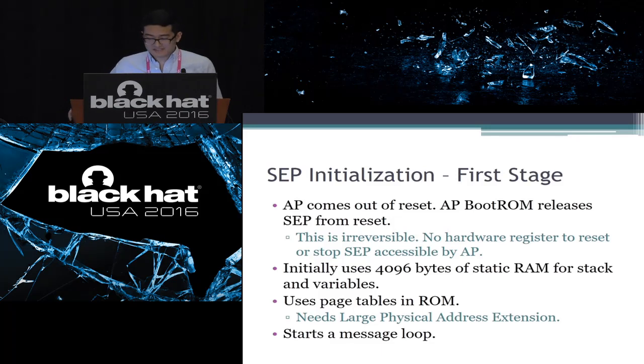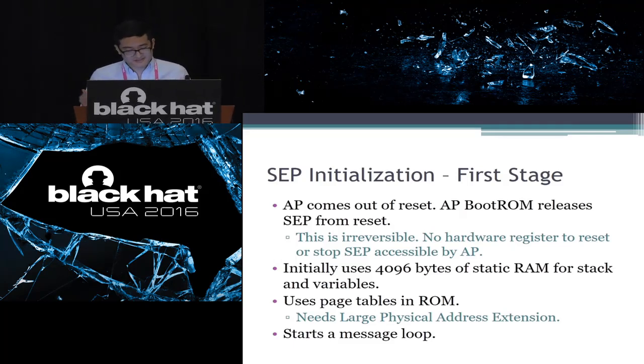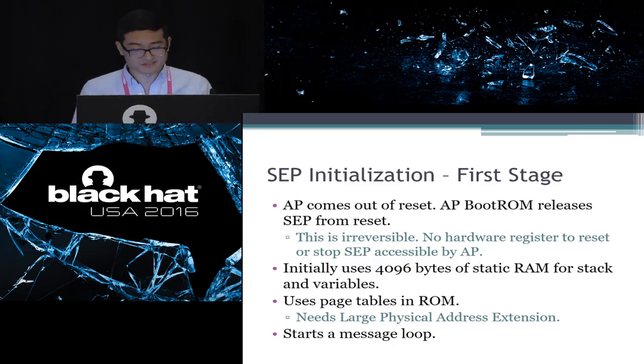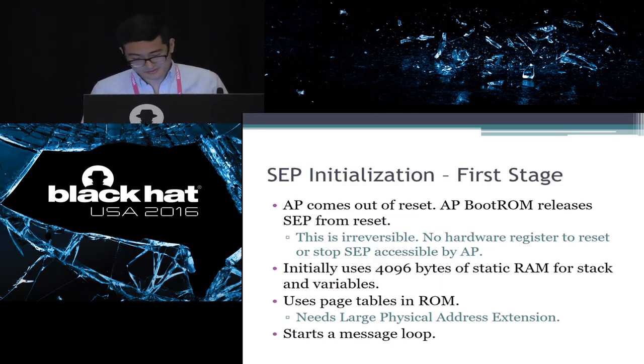So the SEP actually uses 4 kilobytes of static RAM that appears to be inaccessible by the AP. Of course, it's also on the chip, so it's less vulnerable to physical attacks. The amount of RAM is very small, but it's enough to help it bootstrap into the next phase. It's so small that the SEP can't even put its page tables in RAM initially. It has to hard code its page tables in ROM.